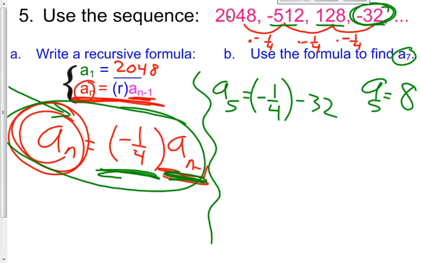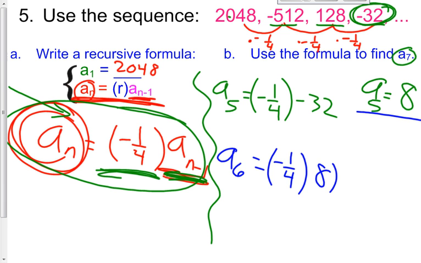All right, now that we know the fifth term, we can find the sixth term, because a sub 6 is found by taking a negative 1/4 and multiplying it by a sub n minus 1, or the value of the previous term. What is the value of a sub 5? We found it right here. The value of a sub 5 is 8. So we take a negative 1/4 and multiply it by 8, thus getting the answer of a sub 6 equals a negative 2.